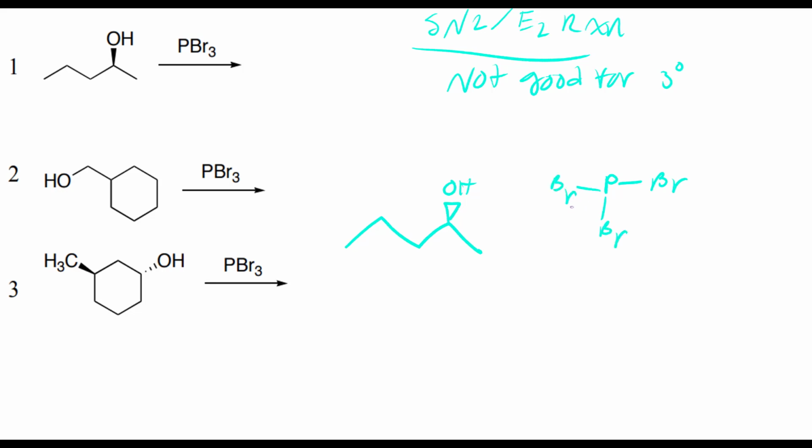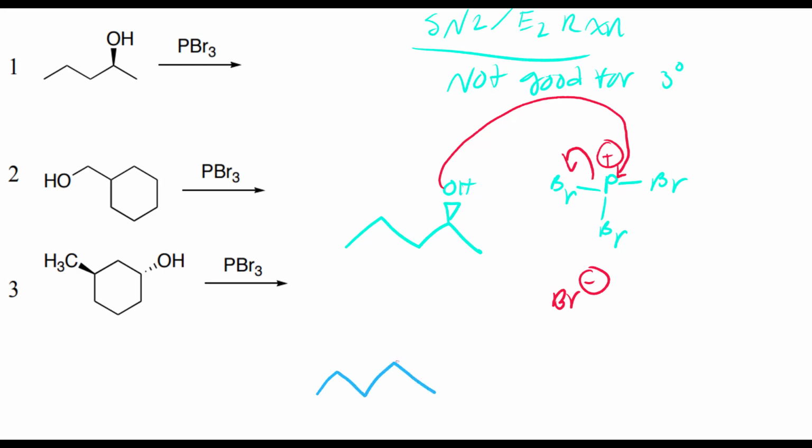Okay, so what happens here? Well, one of the bromines breaks off and the electrons go towards the bromine, thus creating a Br negative. And then the phosphorus is kind of positive. Since that's positive, the oxygen is going to be attracted to the positive phosphorus. Therefore, you're going to be expecting something like this. And of course, you have your P, then your Br, like this.